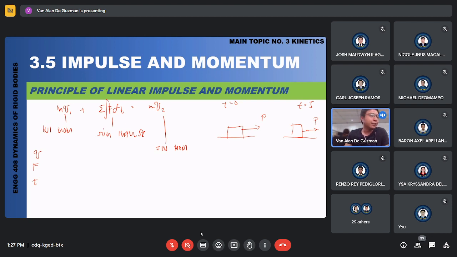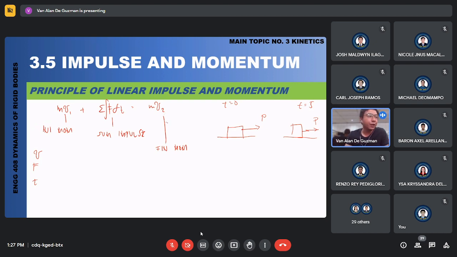Sunod, we have yung ating summation of all the impulses. Ito naman po ay yung force natin. Let's say we have a force applied. The larger the force applied, so syempre, the higher the final momentum natin. And this one, the time. The longer the duration in which this particular force is applied, the higher the value nitong ating final momentum.